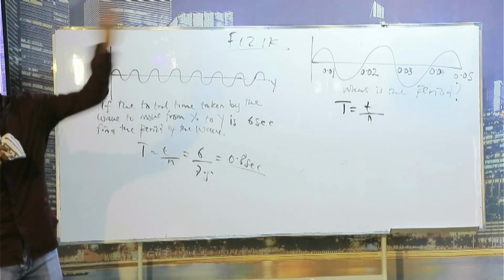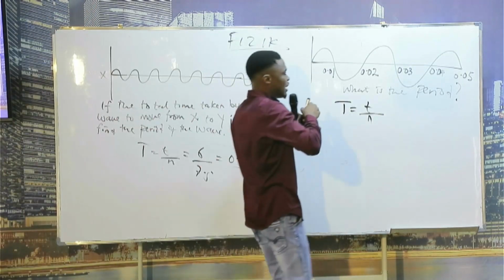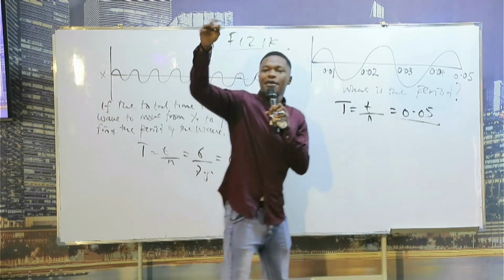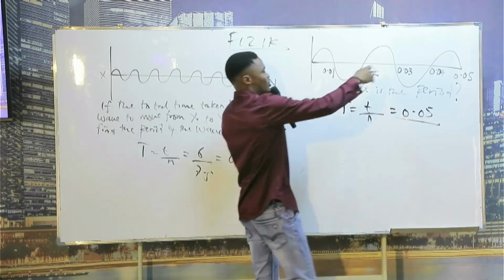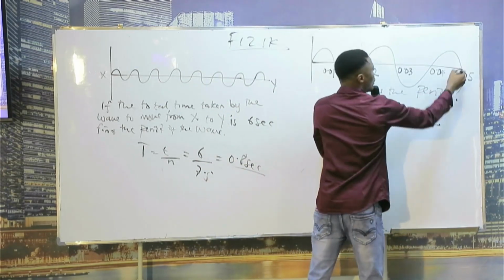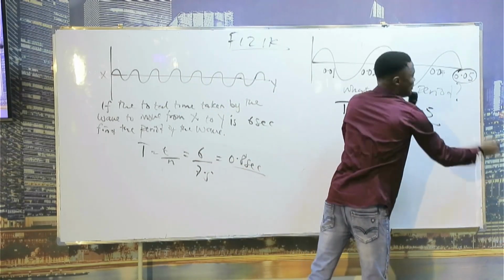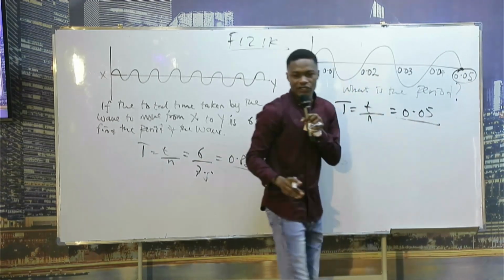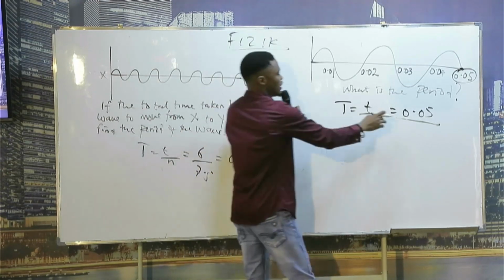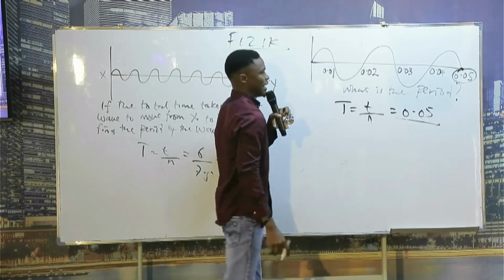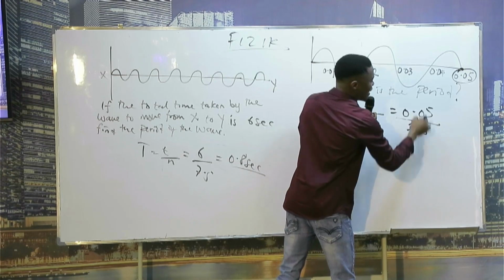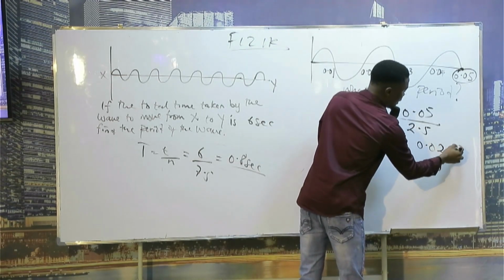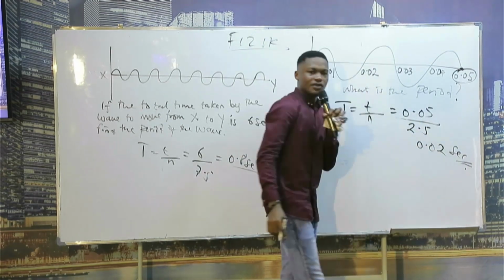Class, what is the final time there? 0.05. So your total time is 0.05 because you don't have to come back in time. So this guy is the last time. So from here to here, it takes 0.05 seconds. That is what you have there. So 0.05 over number of cycle, 2.5, is what, class? Help me and divide. 0.02 seconds, and that is our answer.